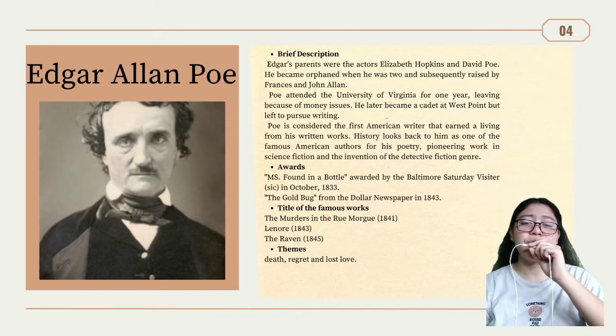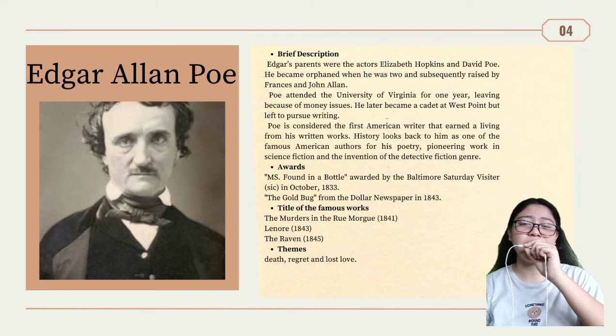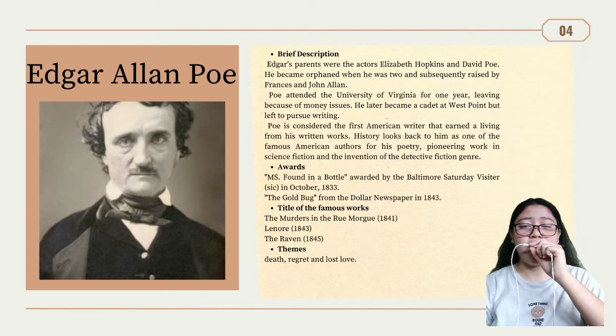Next are his famous works. The Murders in the Rue Morgue is a short story by Edgar Allan Poe, published in Graham's Magazine in 1841. Next is Lenore, a poem by Edgar Allan Poe. It began as a different poem entitled Aarons and was not published as Lenore until 1843. The poem discusses proper decorum in the wake of the death of a young woman, described as the queenliest dead that ever died so young.